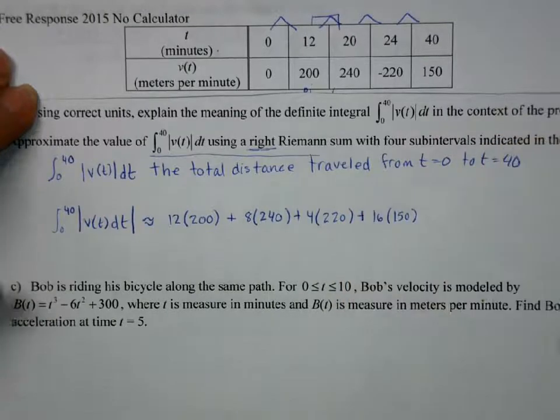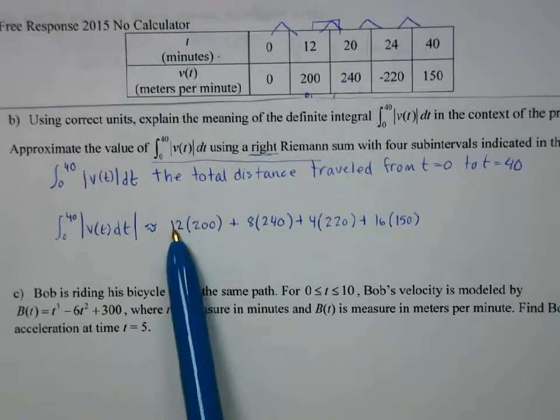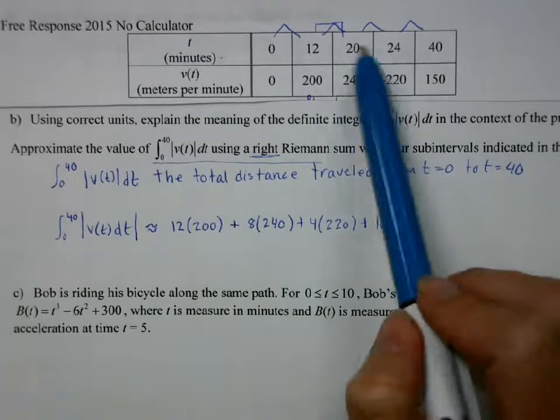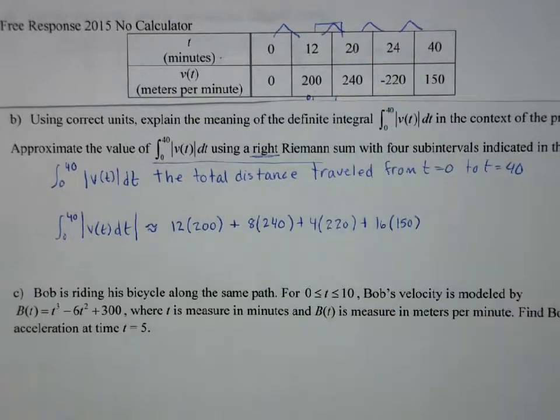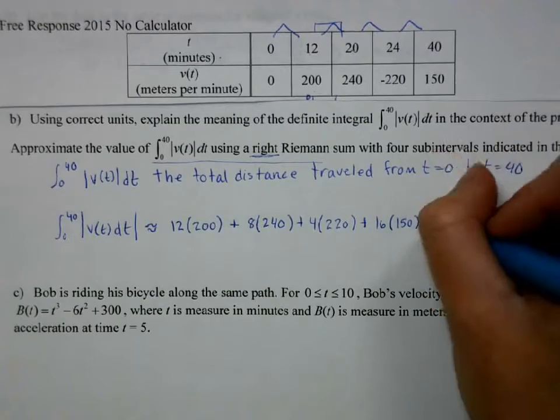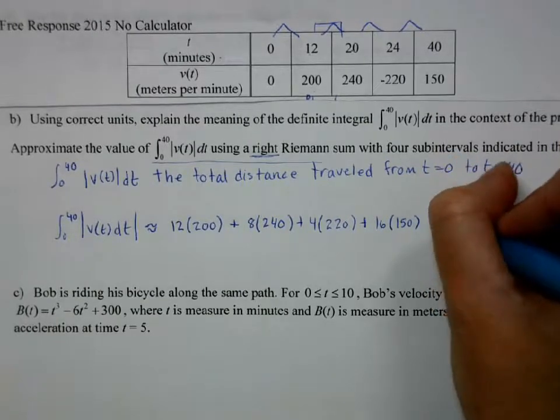Now you could, instead of actually doing the math on these ones, literally say 20 minus 12, 24 minus 20, and so on. So this would be meters. And we're just going to leave it just like that.